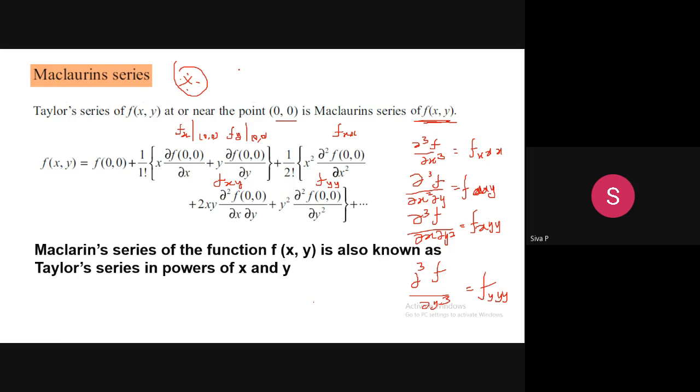Any doubt up to now in the Taylor series and Maclaurin series? Feel free. If any doubt is there, please ask. In the middle of the lesson also you can ask the doubt.